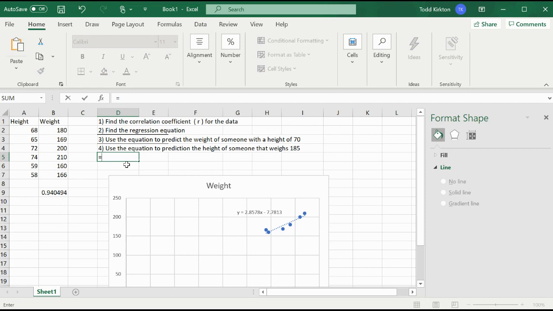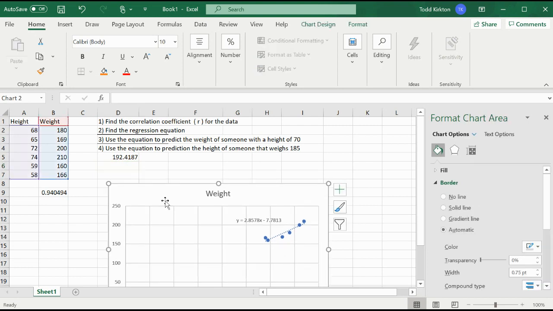So to find that, I'm just going to take equals 2.86 times 70 minus 7.7813. So they would be 192 pounds with our data. And then to use the equation to predict the height of someone that weighs 185, that's a little different. You're going to need to do a little bit of algebra.